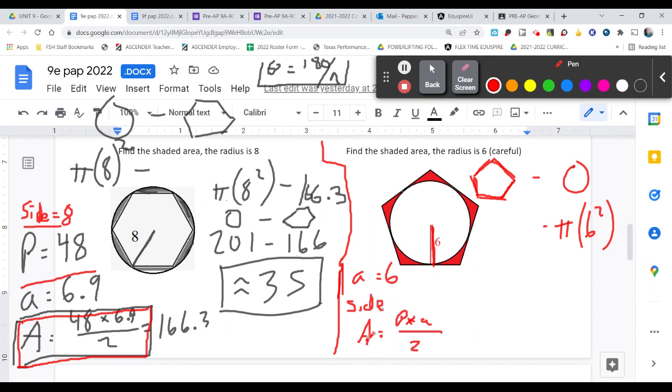2a times tan of theta. So 2 times 6 times tan of what? If it's a pentagon, theta is what? 36. All right, so the apothem is 6, so the side is going to be 2 times 6 times tan 36.